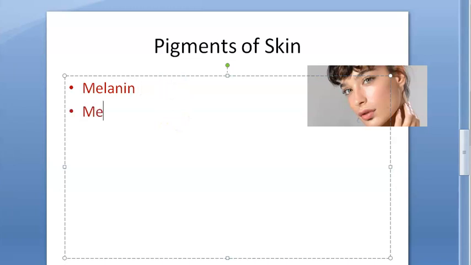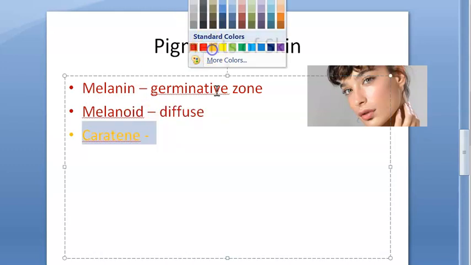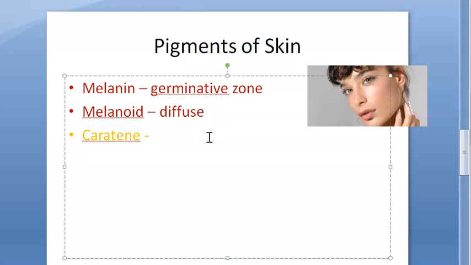Okay, then you have melanoid. It resembles melanin and it's present diffusely through the epidermis. Melanin is more at the bottom, in the germinative zone. And this one is more like diffusely throughout the epidermis. Then you have carotene. Carotene is yellow to orange, and present in the stratum corneum and the fat cells of the dermis and the superficial fascia.